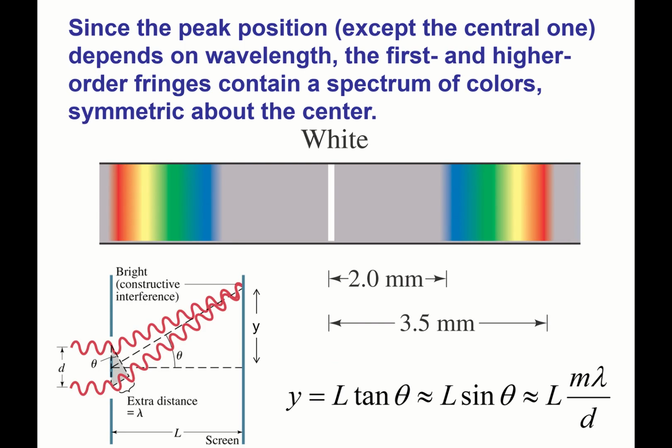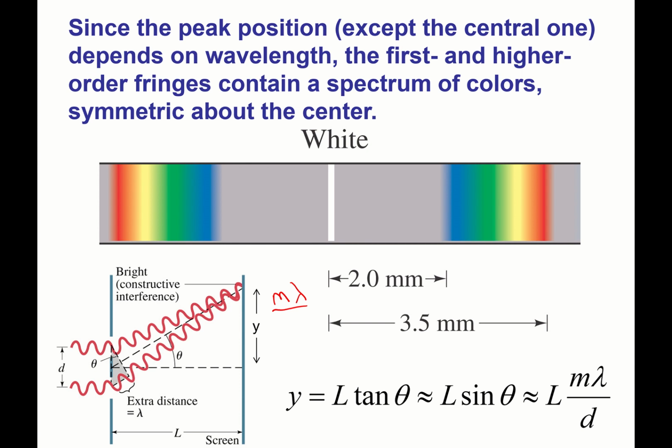Okay, now the peak position, remember, where the peak is depends on m lambda. So it depends on the wavelength. Different wavelengths are going to have peaks at different points. So if we shine on white light, which is a combination of all the different colors of light, then the wavelengths will separate out at m equals 1 and m equals 2. And so what we'll see is a rainbow that's symmetric about the center.